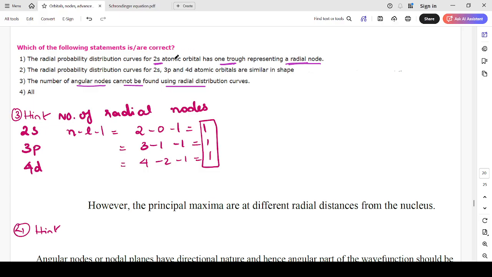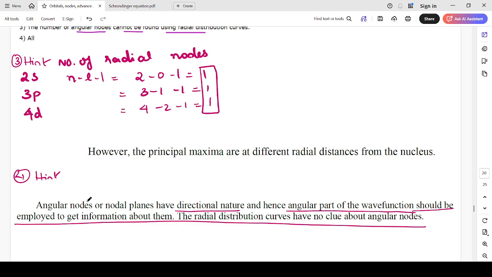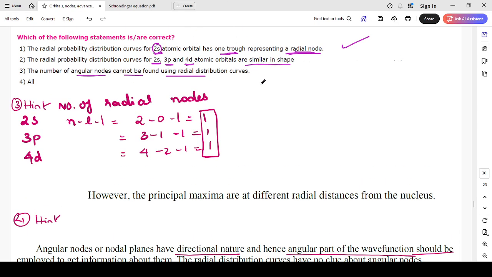The radial probability distribution curve for 2s atomic orbital has one trough representing a radial node. Is that correct? Yes. The radial probability distribution curves for 2s, 3p, 4d are similar in shape. What about their shape here? Yeah, they have the same kind of shape. Only correct or not?